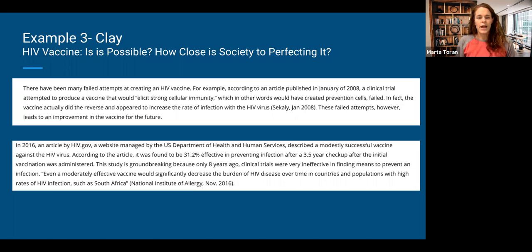Looking at another example, Clay did his project on the HIV vaccine, whether it is possible and how close we are to perfecting it. In the first paragraph, one of the claims he makes or summarizes is the fact that there have been some failed attempts in the past when it comes to the HIV vaccine. The source is Sakali 2018. You don't need to include the month. And then in the second paragraph, the other point of view is all the successes with the vaccine. And this is according to the National Institute of Allergy report from 2016.